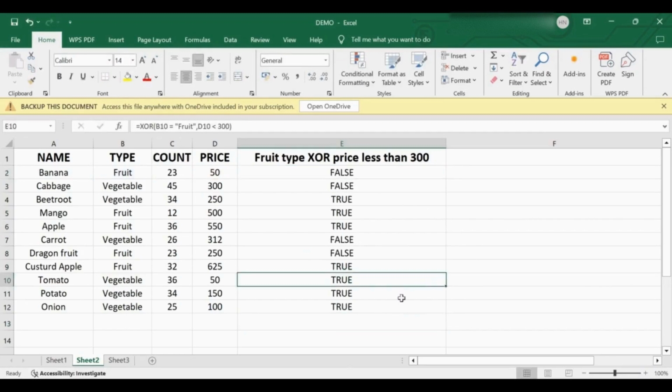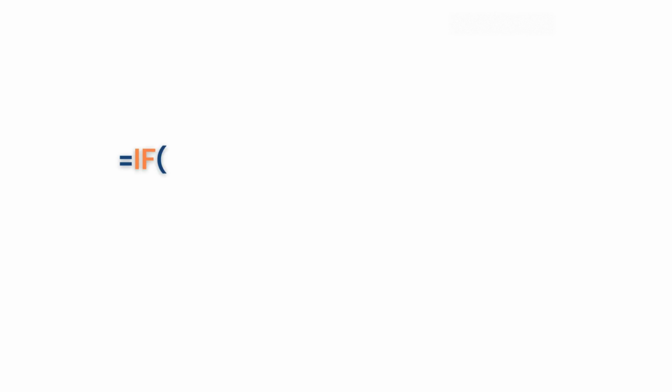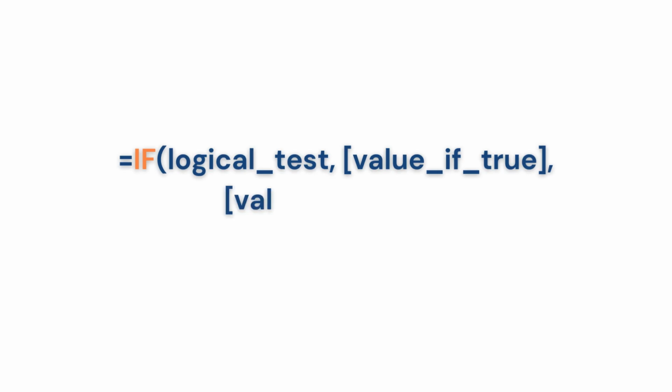And if you are using these functions with IF conditions, then the syntax is equals to IF of logical test, comma value if true, comma value if false. Here logical test refers to the AND, OR or XOR functions. It depends on which function you are using, and the return value is yes or no.